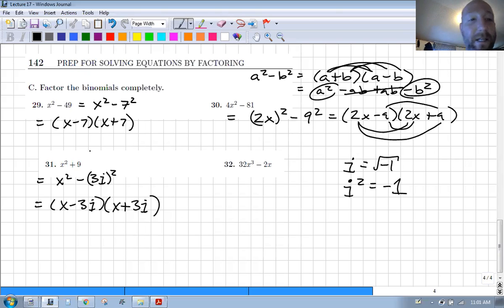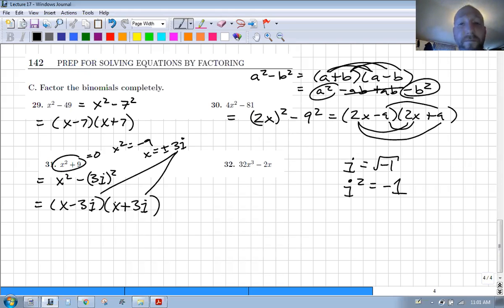Right? You can see that if we set this equal to 0 and solve, we get x squared equals a negative 9. If we square rooted both sides, we get x equals positive negative 3i. Okay.